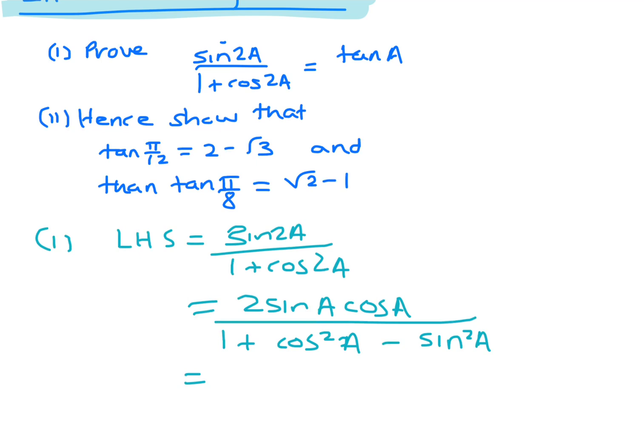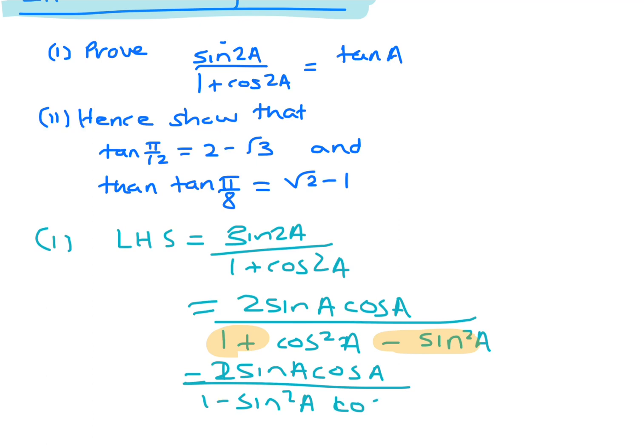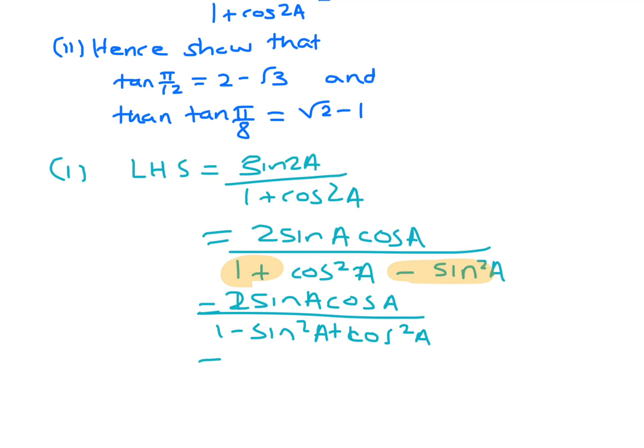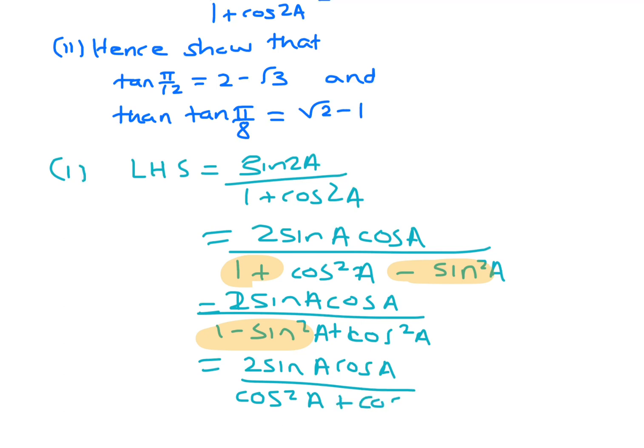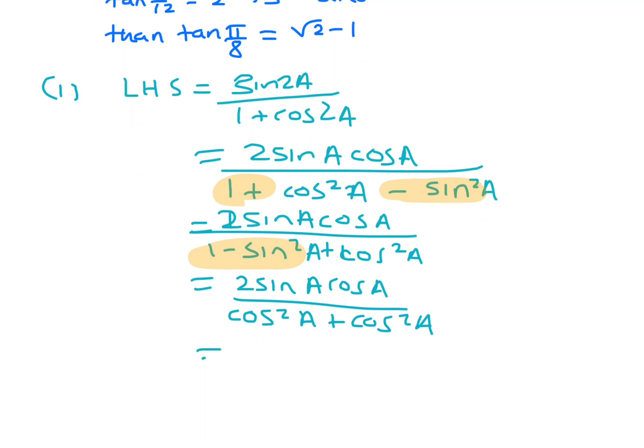Now, if you grab the ones that are the same together, so the 1 minus sin squared, if you put that together, then you're going to form an identity. So we have 2 sin a cos a over 1 minus sin squared a plus cos squared a. And then that's going to be 2 sin a cos a over, 1 minus sin squared is cos squared, so it's over cos squared a, and then plus cos squared a. So that means you have 2 lots of cos squared a there.